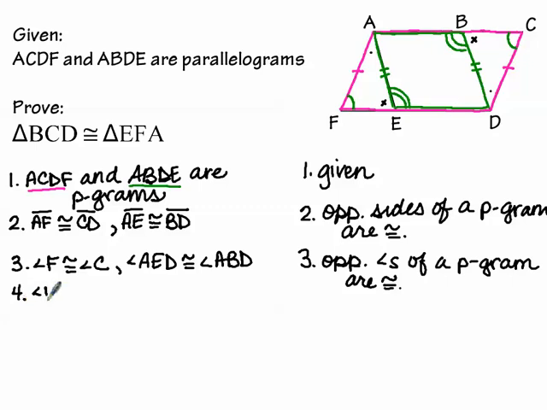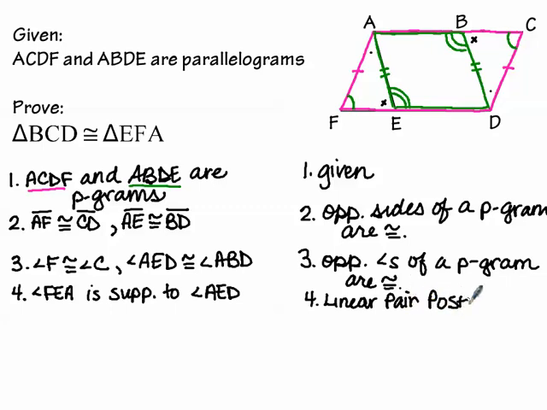Angle FEA is supplementary to angle AED. That's this pair here around point E. And I know they're supplementary because the linear pair postulate says if two angles form a linear pair, then they are supplementary. And that provides my reason for step 4, linear pair postulate. If two angles form a linear pair, then they are supplementary.